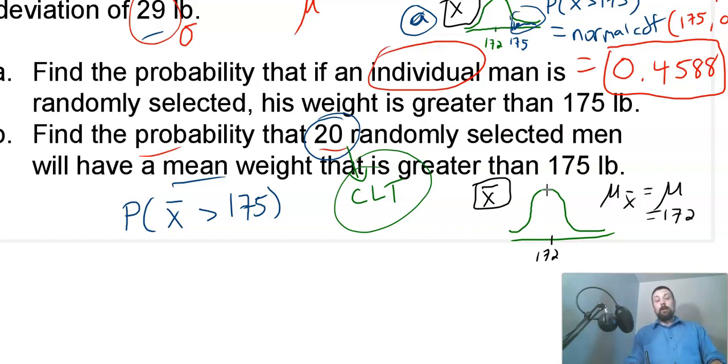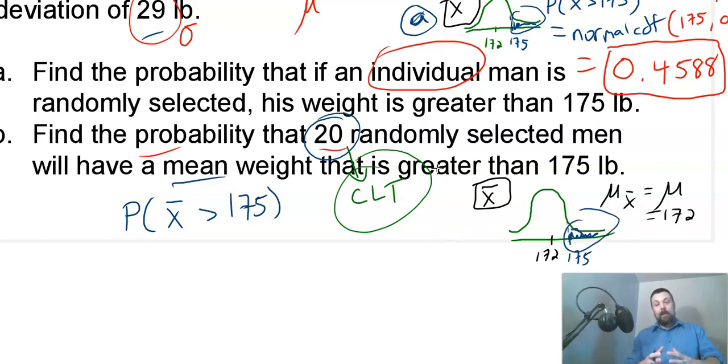And so really this should be a more narrow bell shape. But for the purposes of just sketching it out, to have a sense of what's going on, you don't have to think about it as much as I'm talking about it. So just draw another normal distribution picture, mark the 175 again, and shade in the area. So we're looking for this area here.